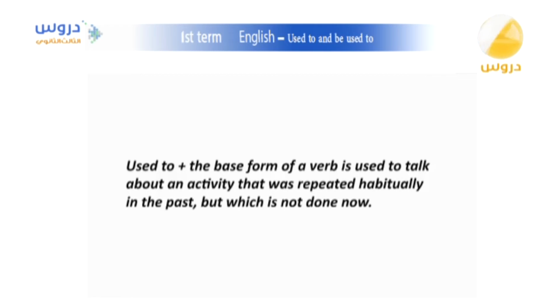Used to plus the base form, which is verb 1, is used to talk about an activity that was repeated habitually in the past, but which is not done now. So this is the use of used to, and the base form is the verb 1. Okay, so used to plus the base form of a verb is used to talk about an activity that was repeated habitually in the past, but which is not done now. This is the use of used to.